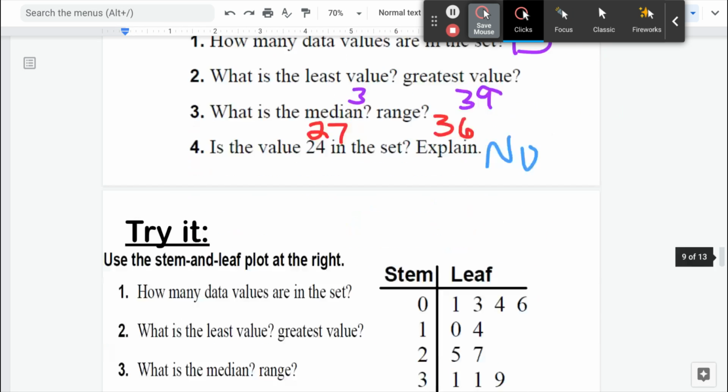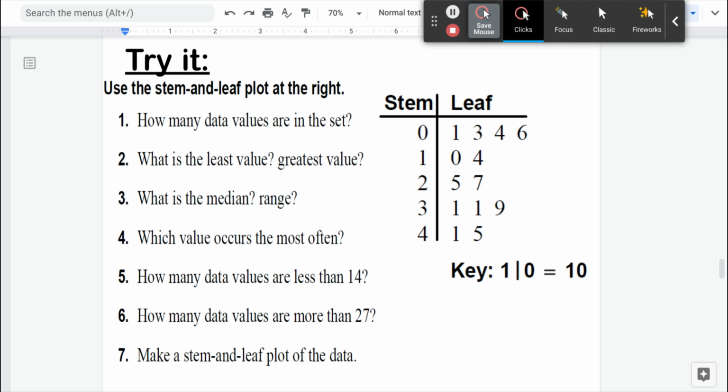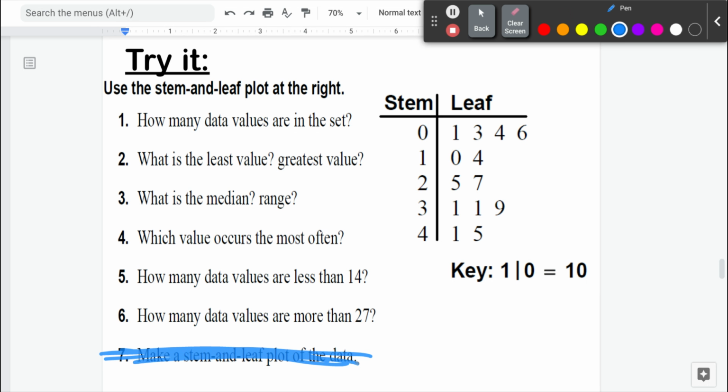All right, so go ahead and you try it by answering these questions based off of number 7, make a stem and leaf plot. There's already one up there, so ignore that question. Let's just pretend that's not there. And here are the answers to this. Try it.